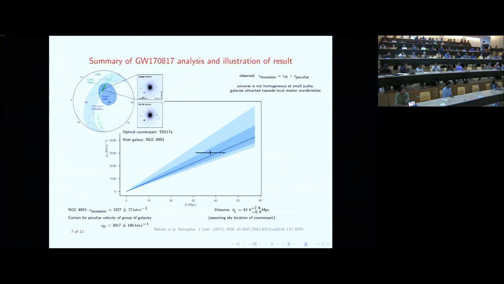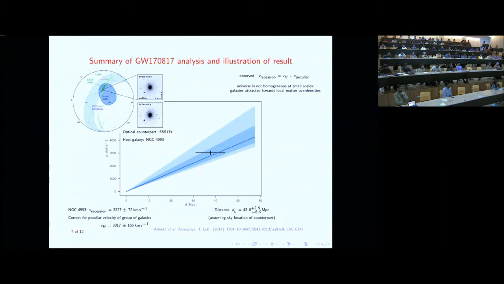So for this host galaxy, the recession velocity can be read off from a catalog as this number, 3,327. However, one needs to correct for the peculiar velocity. So one looks at the group to which this galaxy belongs, and one tries to estimate the peculiar velocity of the group.